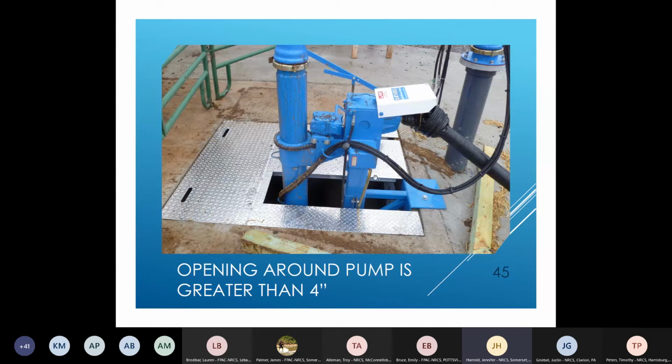Another thing, when I'm going to certify a project for completion, I look at this manure pump and an underground reception pit, and I see some bigger openings here of concern. They should probably put some steel plating around these openings to make it less than 4 inches.